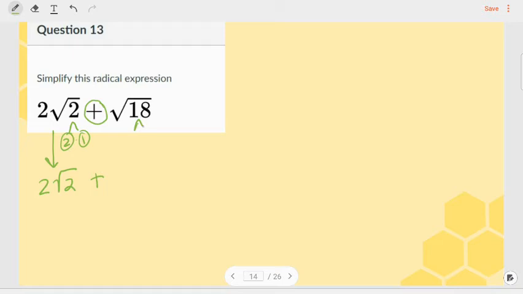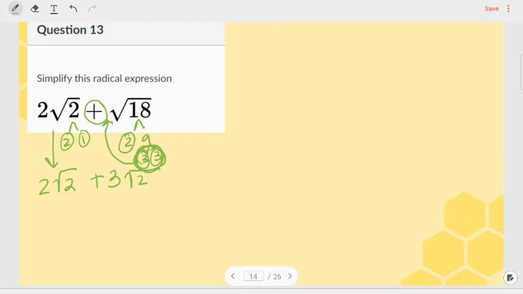Plus, let's simplify 18. 18 can be simplified to 2 and 9. 2 is prime, but 9's not, so continue to split. 3 and 3 are both prime. Well, there's a pair of 3's, so that gets to be pulled out front, in front of my radical, and 2 remains on the inside.